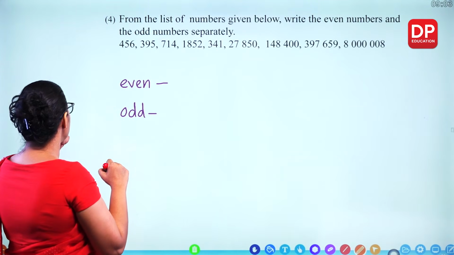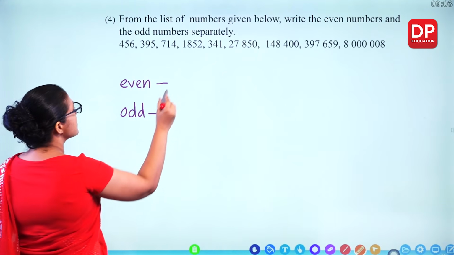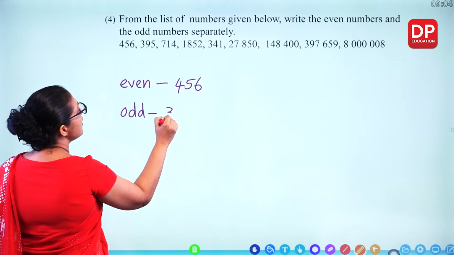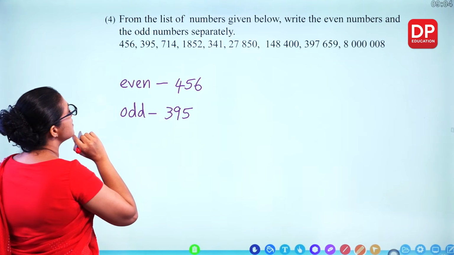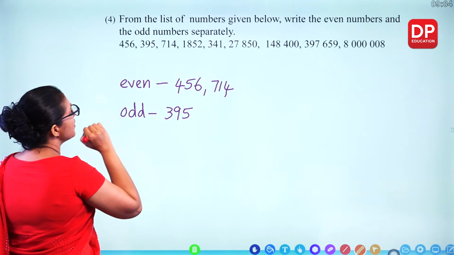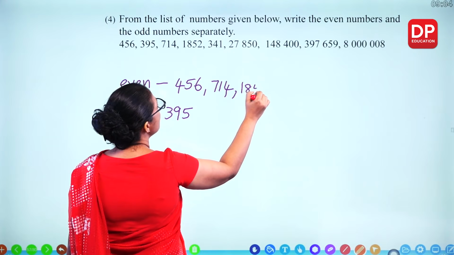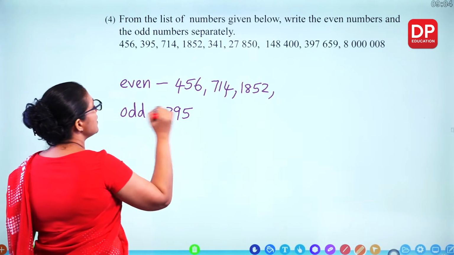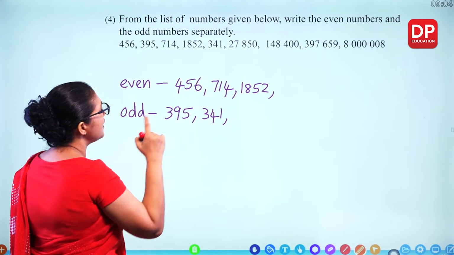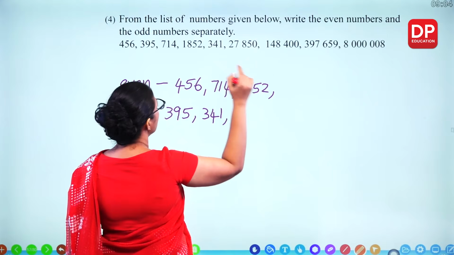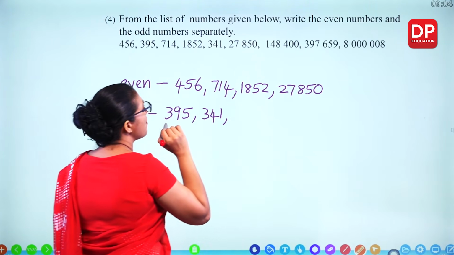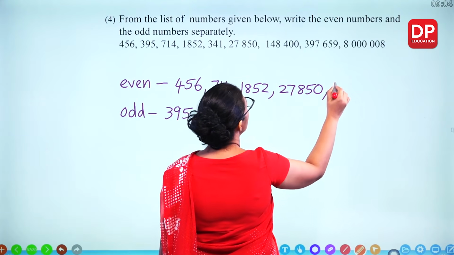So first number, 456. Last digit is 6. 395 is odd. Last digit is 5. 714 is even. 1852 is an even number. 341 is an odd number. Then that last digit is 0. 27,850 is an even number.